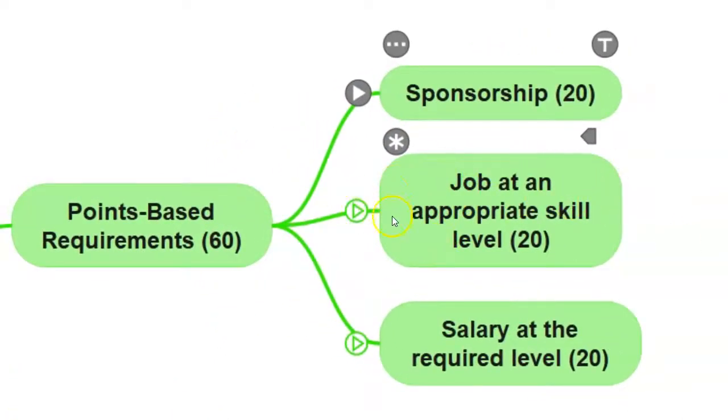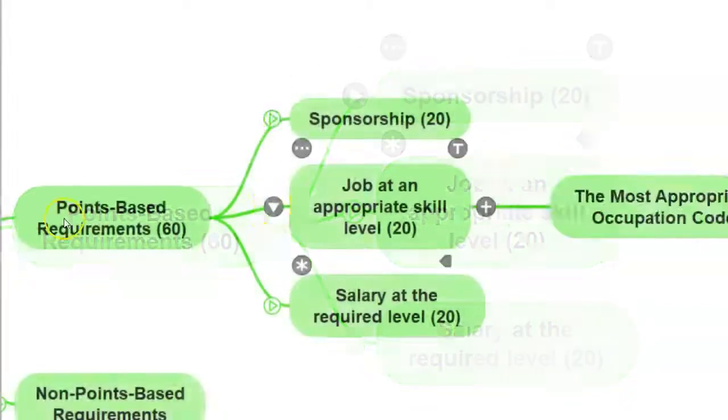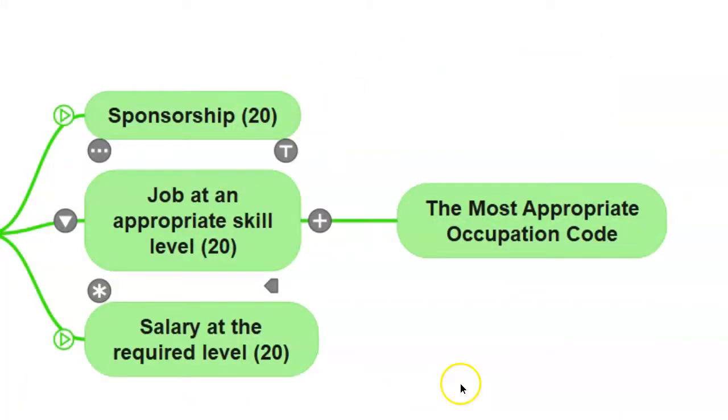The next element is proving that a job is at an appropriate skill level. This can be checked if you go to the appendix skilled occupations, and of course this job will have to be eligible for the global business mobility routes. The decision maker will be ensuring that the occupation code, which was given in your certificate of sponsorship, is in fact the most appropriate occupation code for this position. And they will refuse the application if they believe that the most appropriate occupation code is not eligible under the global business mobility route, or the most appropriate occupation code has a higher going rate than the proposed salary.